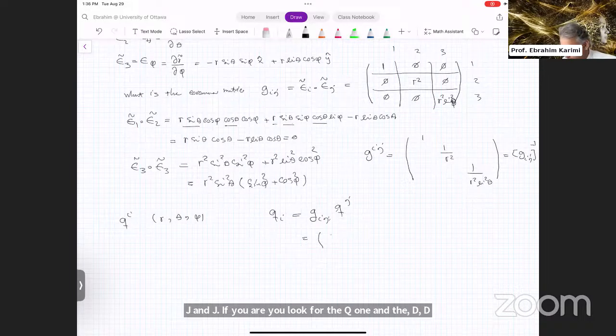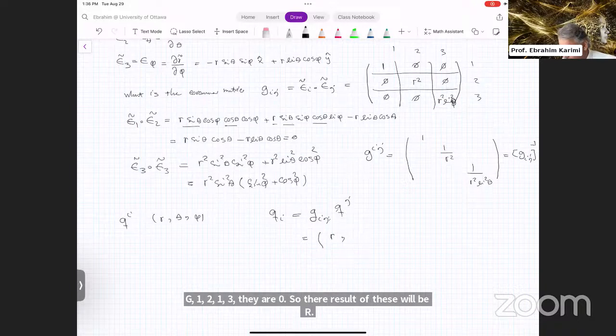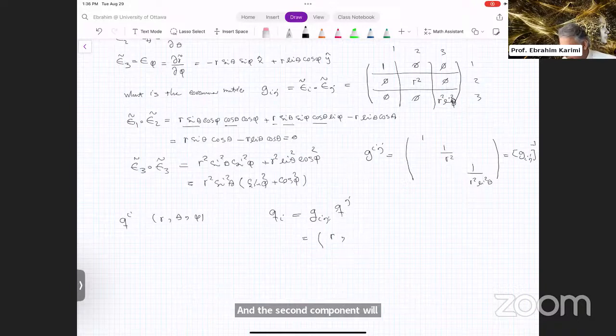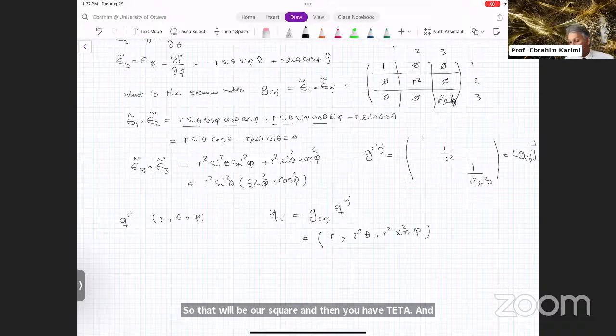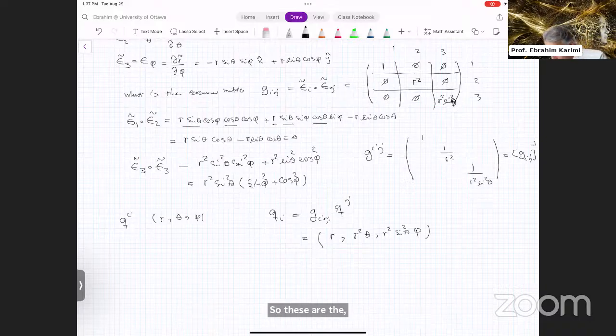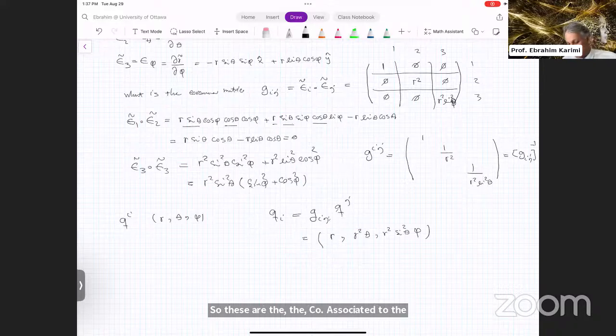So the result of these will be r. And the second component, you set i to be equal to 2. Then g_21 is zero, but g_22 is r squared. So that will be r squared theta. And finally, you have r square sine square of theta phi. So these are the covariant parameters associated to the contravariant parameters of r, theta, and phi.